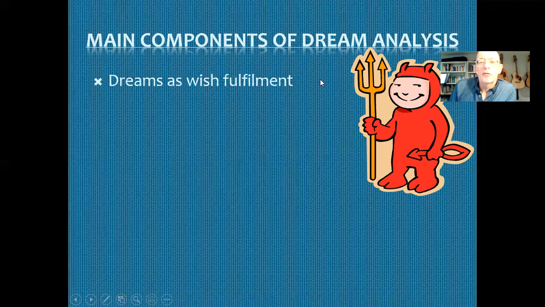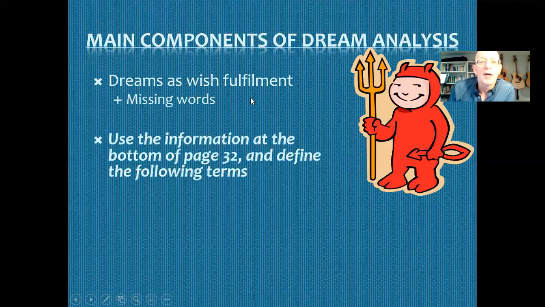Okay, so Freud talks about dreams as being a wish fulfillment. Can you figure out what a wish fulfillment means? Yeah, if we're hoping for something, we want it to happen. If it does happen, then that means my wish is fulfilled. So have a go at the next bit on the handout and complete the missing words section. Okay.